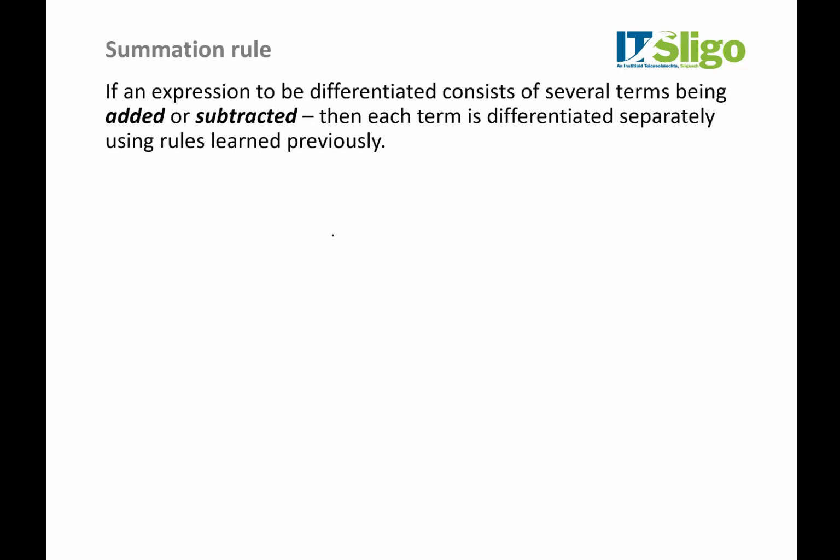First of all, we'll take a look at the summation rule. We met this in the last lecture as well, but I've included it here again for completeness. So this is if an expression has several terms being added or subtracted, then we simply differentiate each term separately. So u is a term, v is a term. We simply differentiate each term separately. And I have an example on the next slide, so we'll take a look. Remember, we could have a minus in there, and that would be du/dx minus dv/dx, etc.